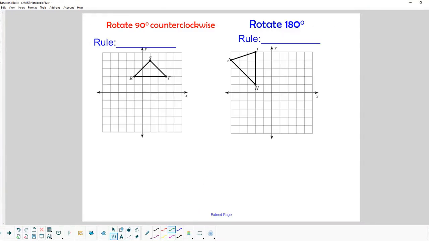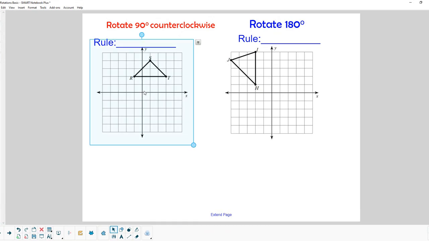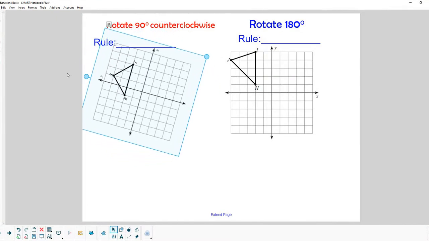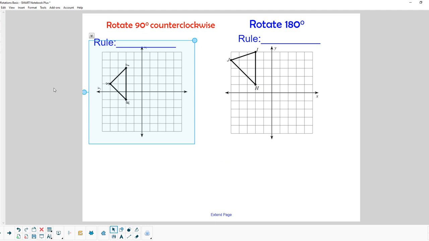All right, so let's do this. We got a 90 degrees counterclockwise rotation. So to do this, sometimes we have a paper with transparencies on it, and if that's the case, we'll get them out and let you use them. But for my demonstration purposes, I'm going to grab our whole coordinate system, and I am going to rotate it 90 degrees counterclockwise, just like that.